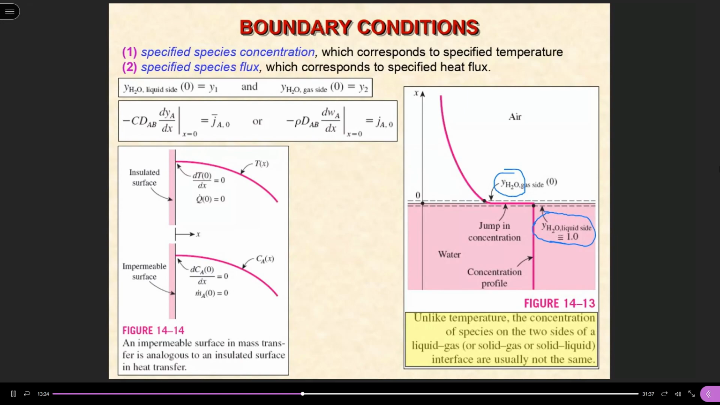But on the air side, immediately the mass fraction or the mole fraction of water in the air drops. There's a step drop. We call it a jump in concentration. If you express this y as a function of x, here by y we mean y of H2O, water. If I draw it, this is y. This is different from our normal xy coordinates. This y is not really y, it's y water.